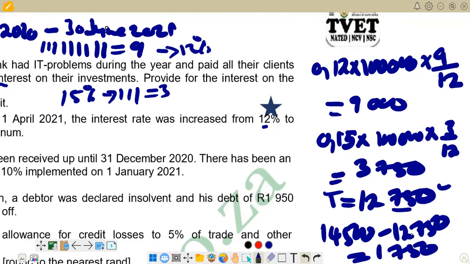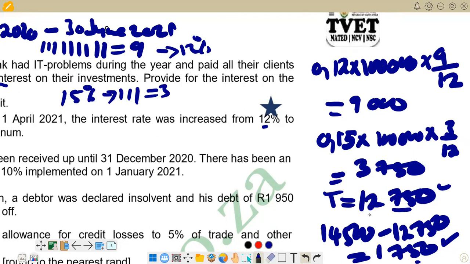We can just verify to see if that's a correct calculation. 14,500, you subtract 12,750, then you get 1,750. So that's the figure that we have here. The figure that was received for interest on fixed deposit was more by 1,750. So it means this one does not belong to this period. It's a prepayment that was received in terms of interest on fixed deposit.